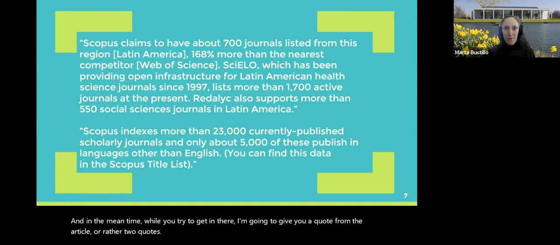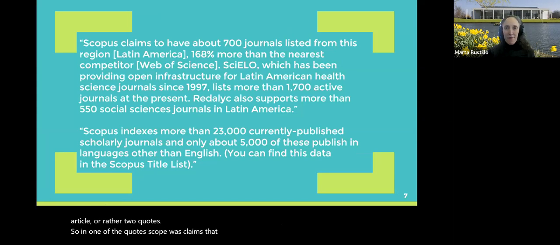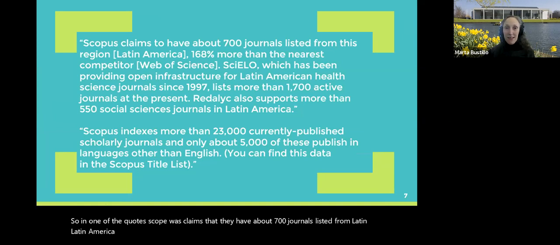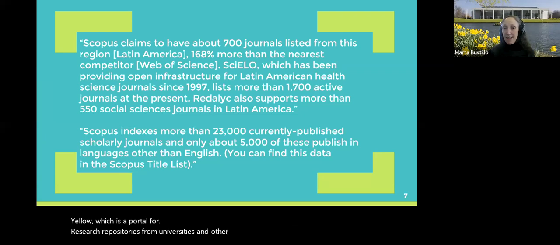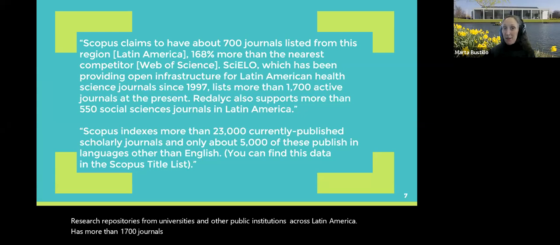So in one of the quotes, Scopus claims that they have about 700 journals listed from Latin America, which is 168% more than Web of Science. However, SciELO, which is a portal for research repositories from universities and other public institutions across Latin America, has more than 1,700 journals at present, and Redalyc, which supports social sciences journals in Latin America, has more than 550. So out of over 2,200 journals, Scopus only has 700.